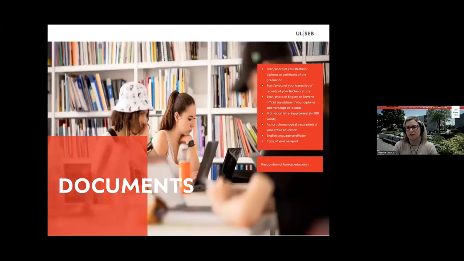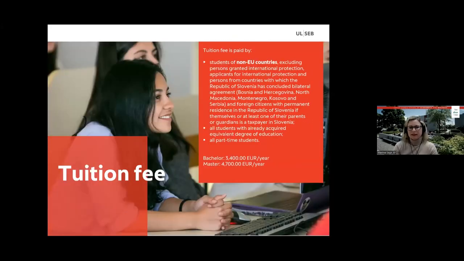These are the documents for applying for the master programs. All this you can also find on our website. The call for enrollment for the master studies is not yet published, so you can still await that we open the application, and also all the dates and all the documents will be updated on our website.